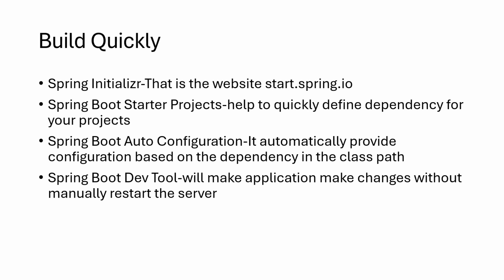Spring Initializer, that is the website start.spring.io, is used to create a simple Spring Boot project. The next thing is Spring Boot Starter Projects, which help to quickly define dependencies for your projects. Spring Boot Auto Configuration automatically provides configuration based on the dependencies in the classpath. Spring Boot Dev Tools will make application changes without manually restarting the server. If you make any changes, they will be reflected in your application without manually restarting the server.